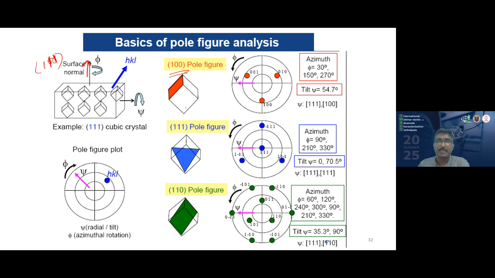I'm not going to explain in detail here. The only thing you should note here is the second figure that we need for our later discussions. In the case of a 111 oriented thin film, the 111 pole figure will be like this. We will get poles at phi equal to 90 degree, 210 degree, 330 degree for a tilt angle of 0 and 70.5 degree.